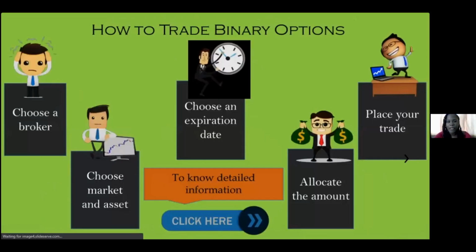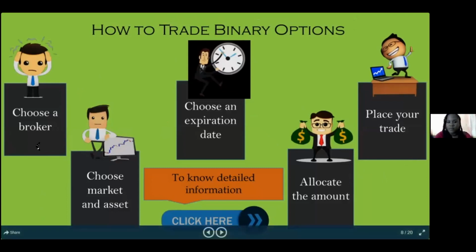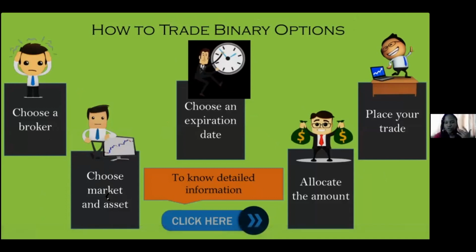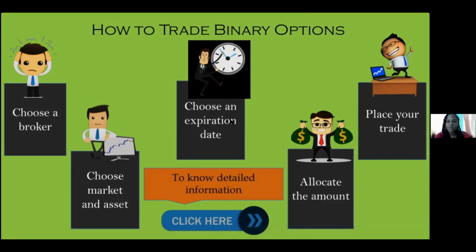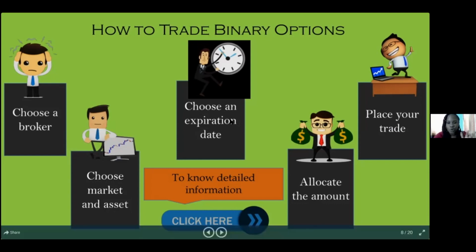All right. Now, so how do you trade binary options? So first step, of course, you choose a broker. All right. Then you choose the market and asset, right? Whether you're trading currency, whether you're trading crypto, indices, or what have you. You choose an expiration date, 1 minute, 2 minutes, 3 minutes. Some people do binary options for days. Some people do it for hours. Here, we mostly stick to 2 and 3 minute trades, okay? You then allocate the amount that you want to place on your trade, and then you place your trade.